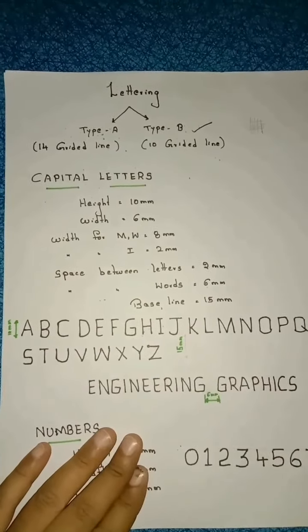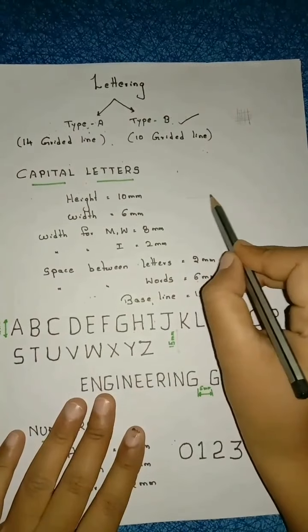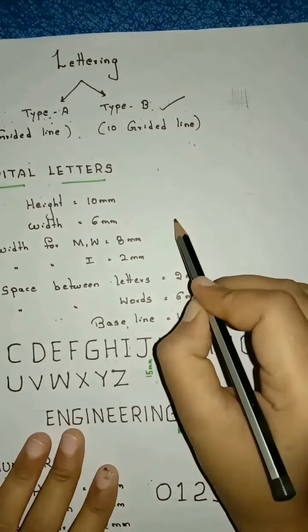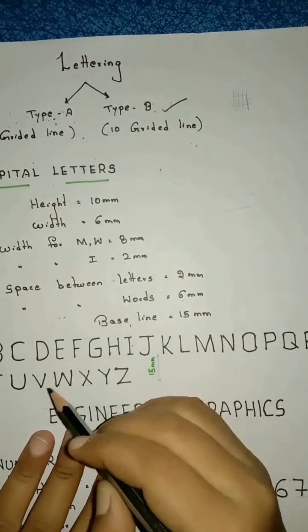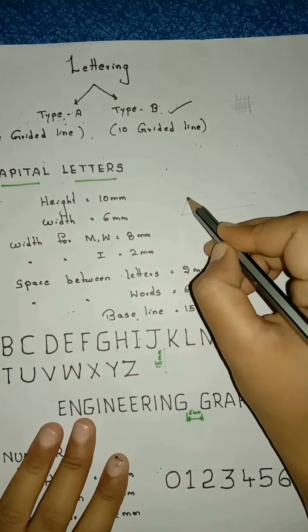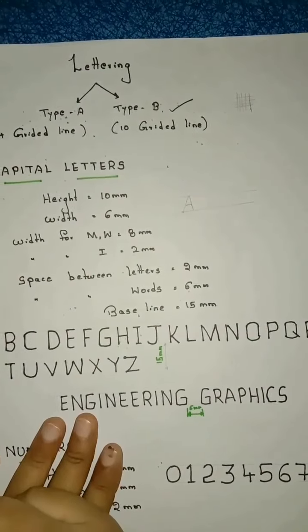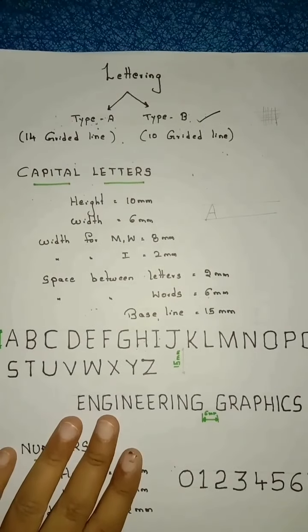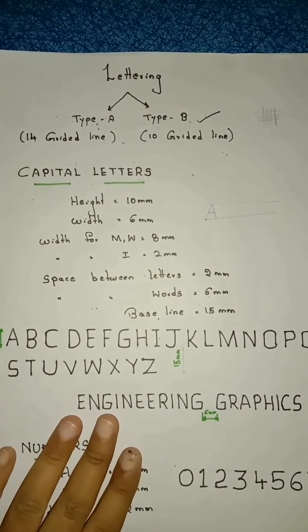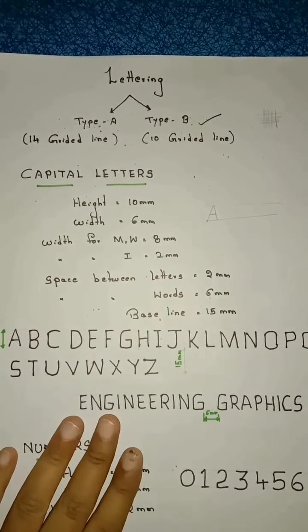So how to write this one? What I am saying, height is 10 mm. Draw the height 10 mm here, right? Start from here, write down the letter A with the help of scale and pencil. Don't write in curve manner, right? You should use scale and pencil only.